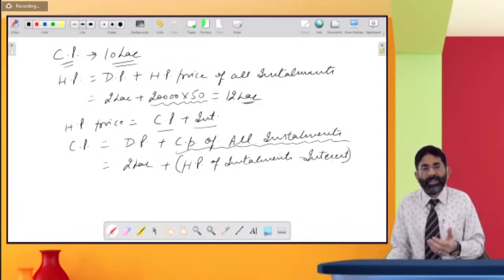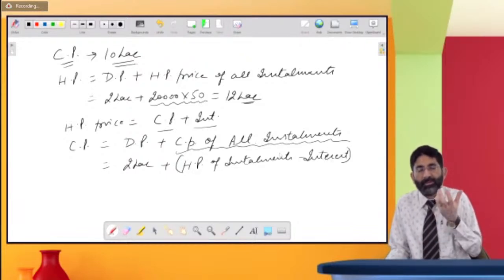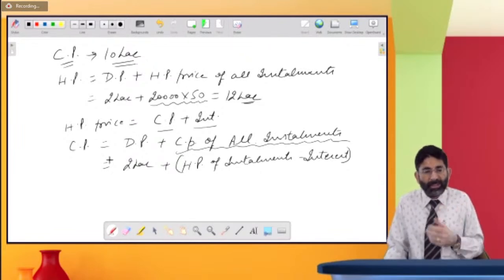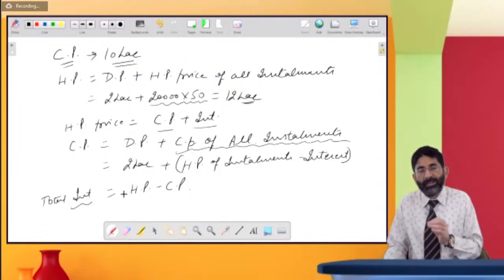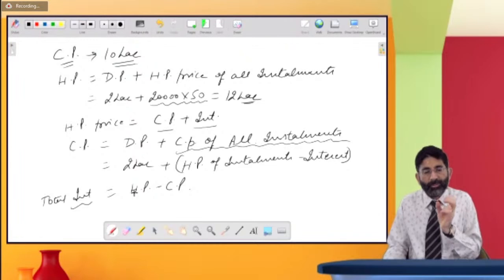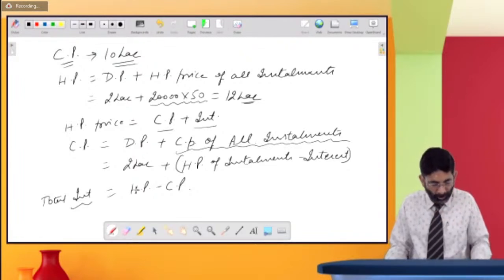So it all depends how to get it. The major thing, to be clear to everyone, is that the big difference between HP price and CP price is interest. What is interest? Total interest is equal to HP price minus CP of goods. Whatever asset you have acquired, whatever the CP price of it, and whatever the HP price of it, get the difference out of it. Whatever is the difference, that is called interest.